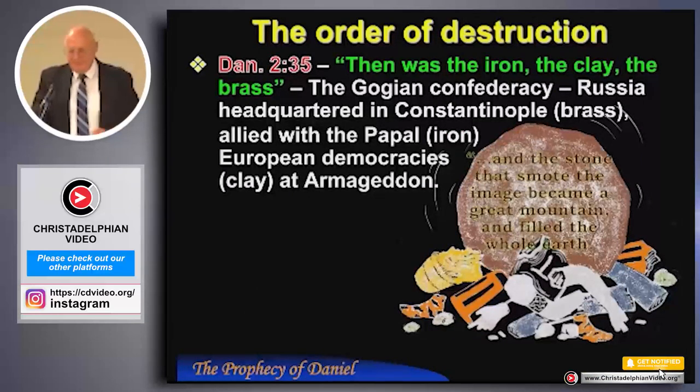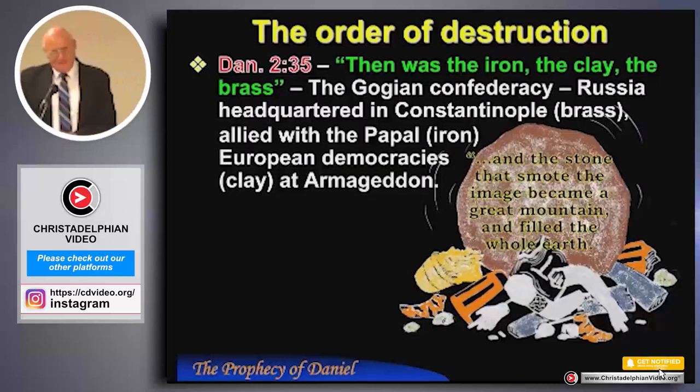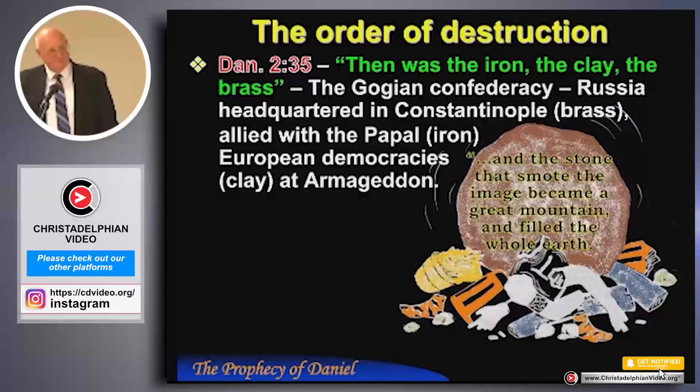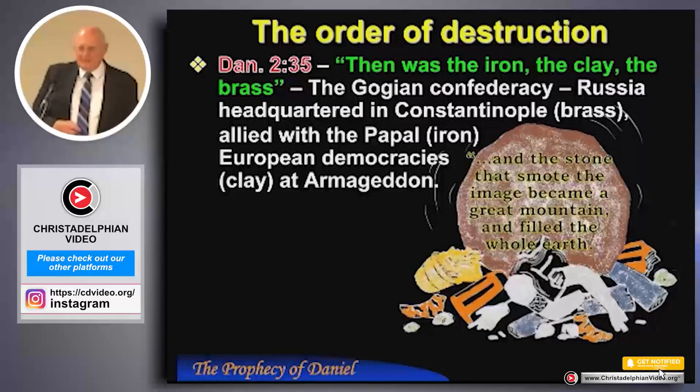We'll have a look at verse 35 first of all, because verse 45 says the same thing. If you have a look at verse 45, it says, "For as much as thou sawest that the stone was cut out of the mountain without hands, and that it brake in pieces." Notice the order. It doesn't seem to be right, does it? It's in reverse to what we read in verses 31 to 34, but it's mixed up as well. "It brake in pieces the iron, the brass, the clay, the silver and the gold." Go back to verse 35 and you read the same thing. "Then was the iron, the clay, the brass, the silver and the gold broken to pieces together."